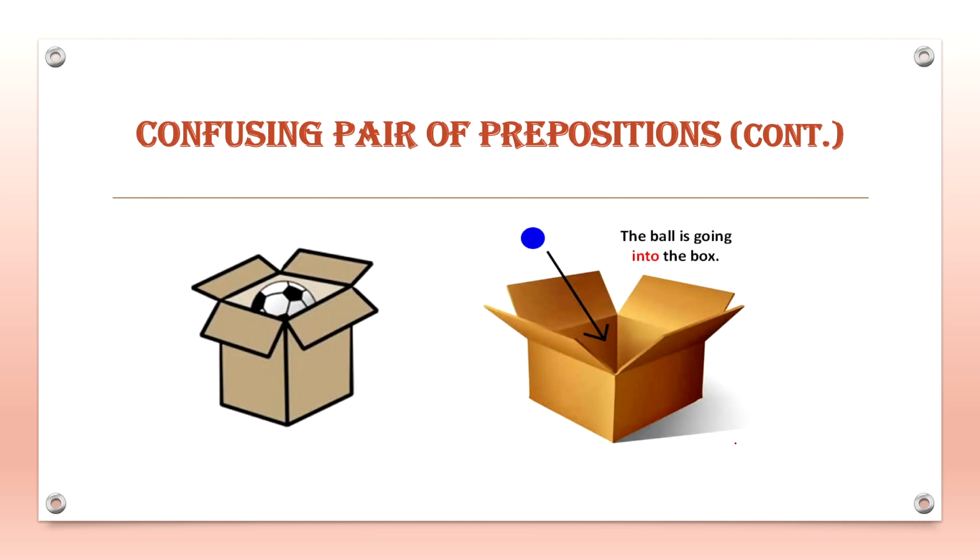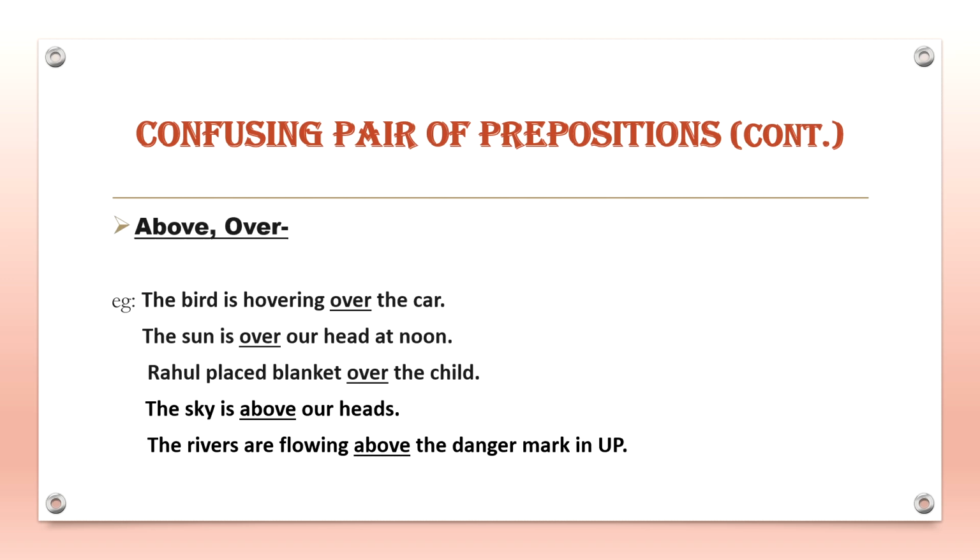So now, as you can see from the given figure, in figure 1, the ball is already inside the box and is at rest. Hence we will use in over here. So the sentence will be, the ball is in the box. Whereas in the second figure, there is a movement from outside to inside of the box. Hence, we will use into over here. So, the sentence will be, the ball is going into the box. So, is it clear? Now, moving on.